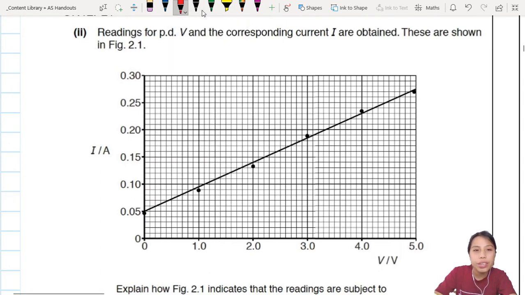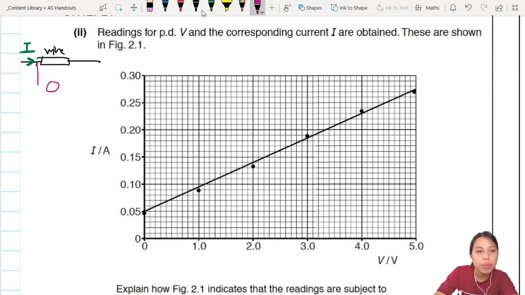So here they say the readings for your PD, V, and your corresponding current is obtained. Okay, so these are all the readings for everything across that wire. Let me redraw it for you. So this is the wire, kind of like a resistor as well. It has some resistance. You have some current flowing through it, and you have a potential drop across the wire. And everything is plotted out here in the graph.